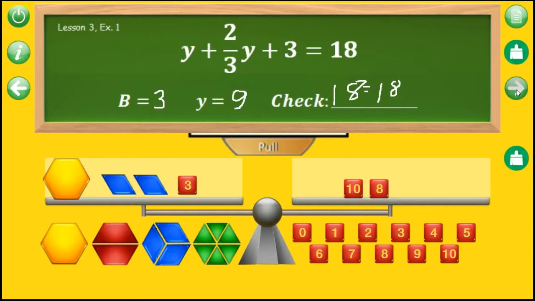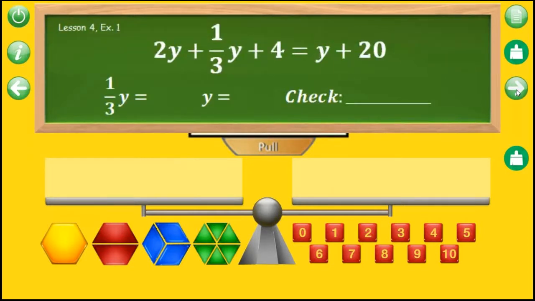And now let me go into lesson number 4. Now notice when we get to lesson number 4, we now have y, or parts of y, on both sides of the equation. So let me show you the 2 teaching examples from lesson 4, and you tell me which one you want to do. This is the first one.